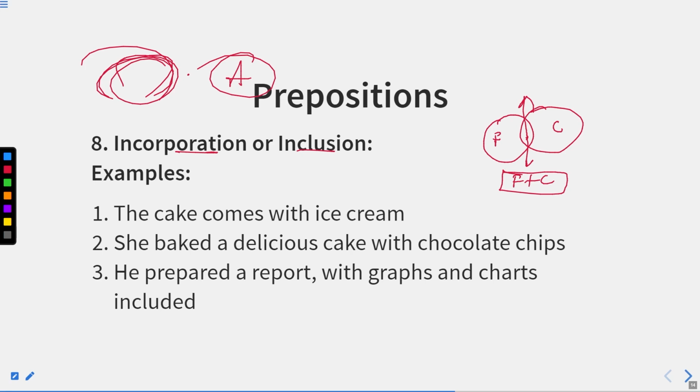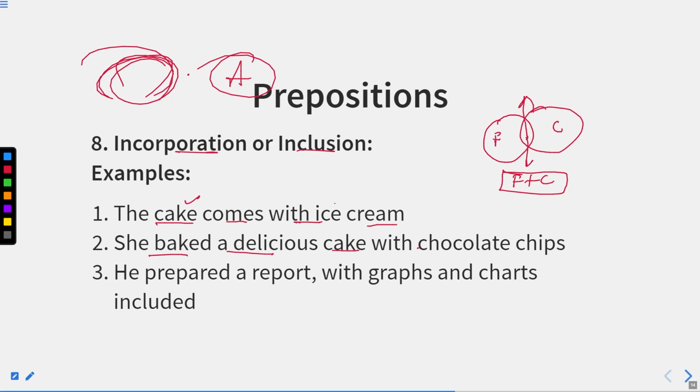So here we can use the preposition with. Let us take some examples. The cake comes with ice cream. It means if the cake is there, it comes with ice cream. So there is an offer. If you purchase a cake, obviously this ice cream will come along with it.